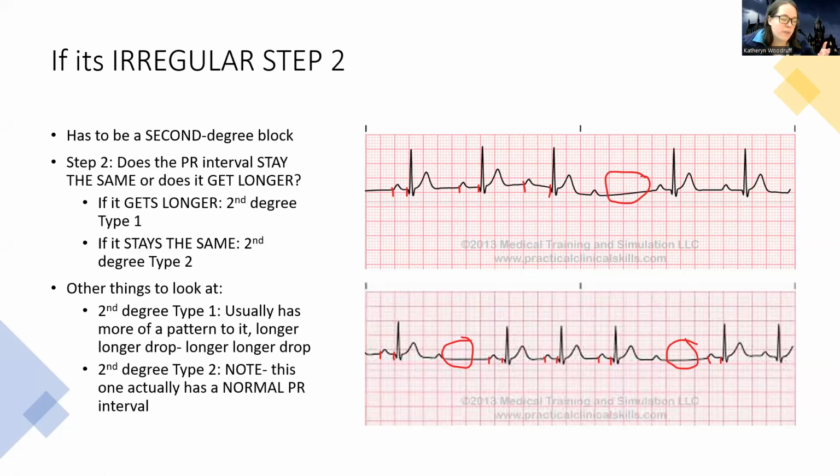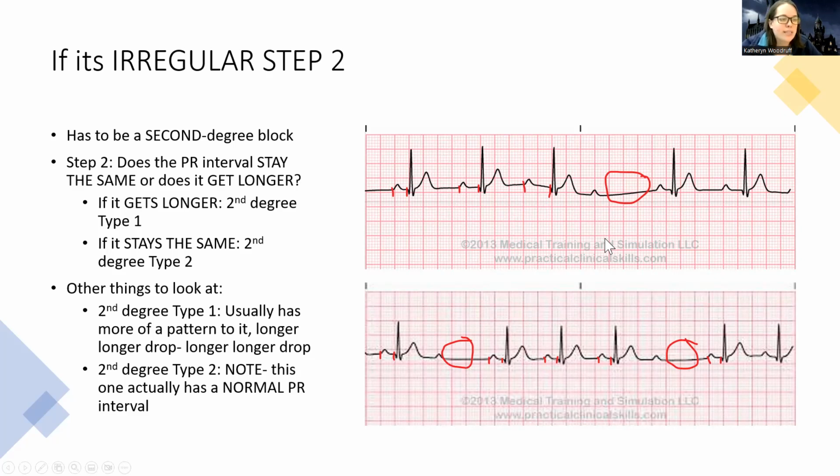But it's almost musical in a way, where it's very methodical and patterned. Whereas a second degree type two actually has a normal PR interval. So it's almost tricky. It's like, hey, look, I'm normal. There's no block here, but then boom, random drop beat.